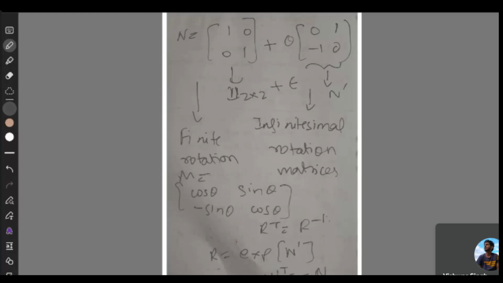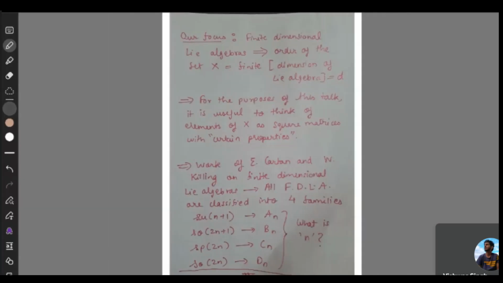the lesson here is that Lie groups are basically finite rotations, and they are represented as the exponential of some parameter times the generator. The generator means infinitesimal rotations, and these infinitesimal rotations belong to the Lie algebra, which is the focus of this talk. Okay, so I hope this is clear. Are there any questions? Okay, if there are no questions, I'll move ahead.